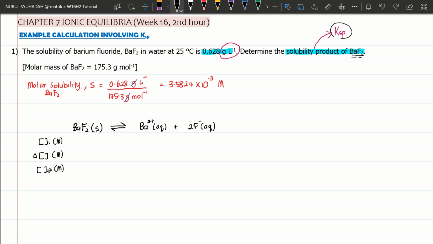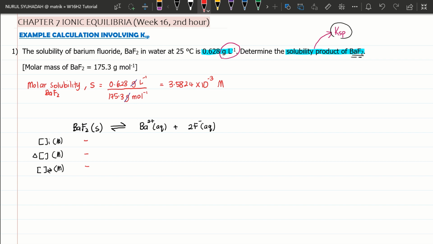Okay, now like I said, the same rule applies on calculation, ice table dekat sini. Maksudnya apa? Any solid, any liquid kita abaikan. So BaF2 solid dekat sini, kita terus dashkan dia. It will not be included in our calculation.